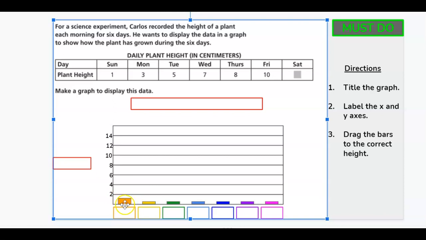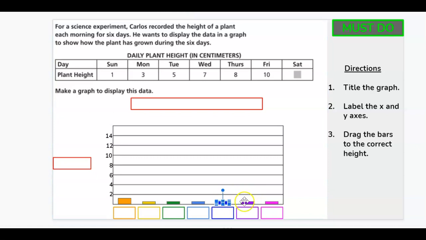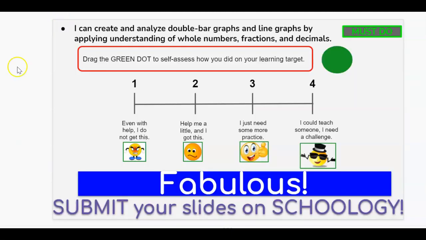And then if on another day it was all the way up to 10 centimeters, then you would bring that one up to 10 centimeters. You're going to make your own bar graph. And then when you are done, you will submit your slides on Schoology.